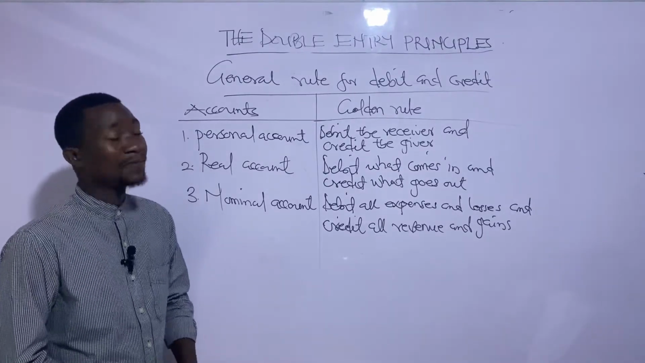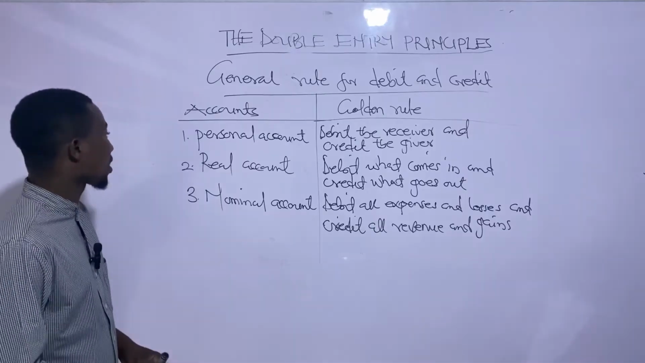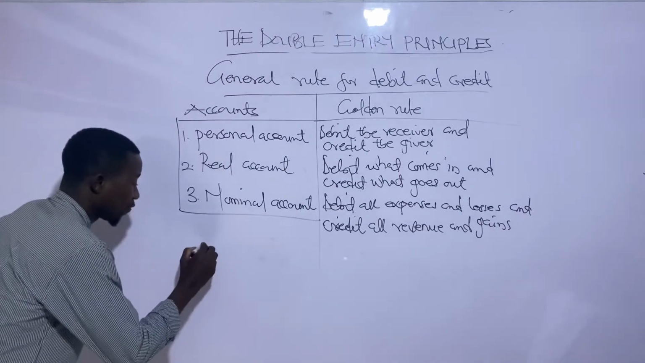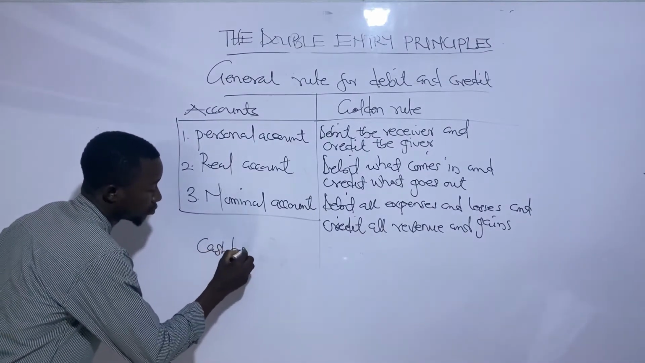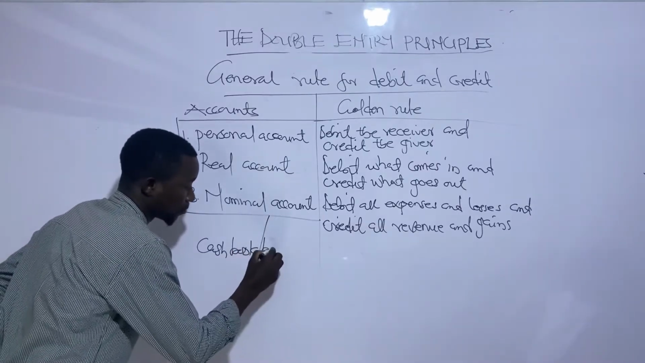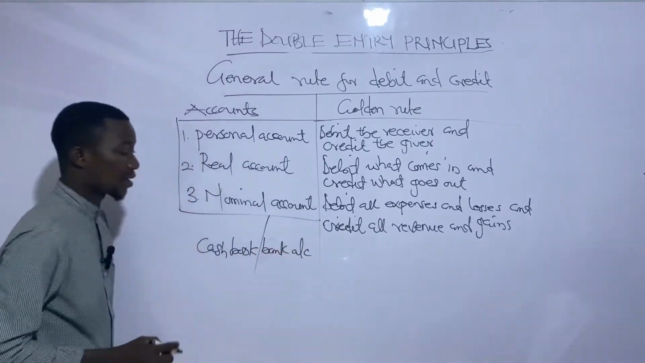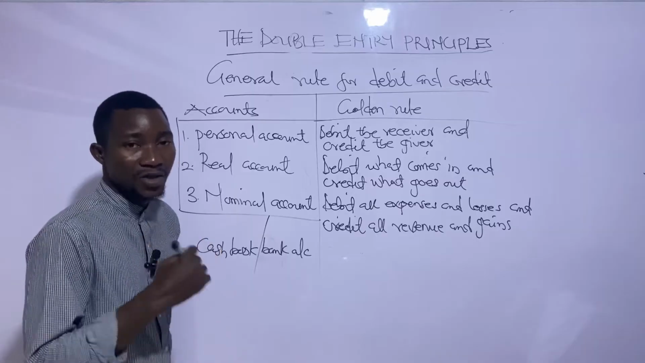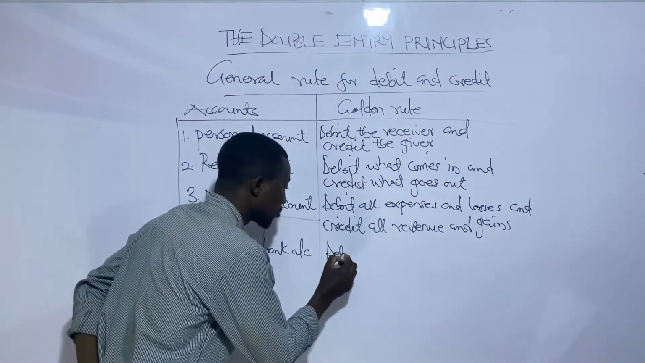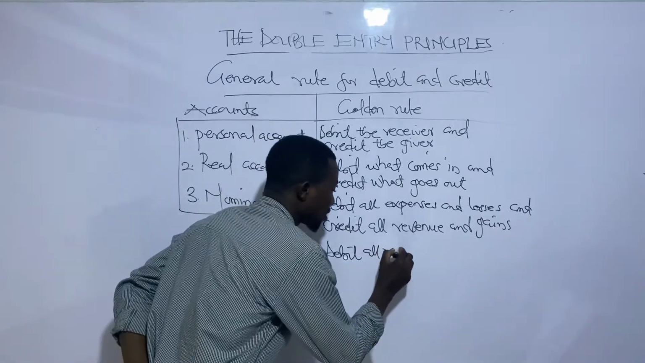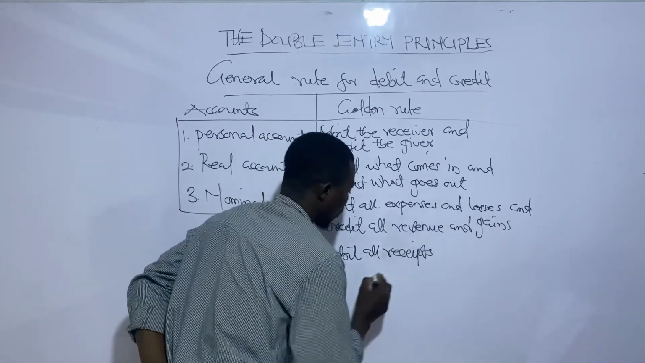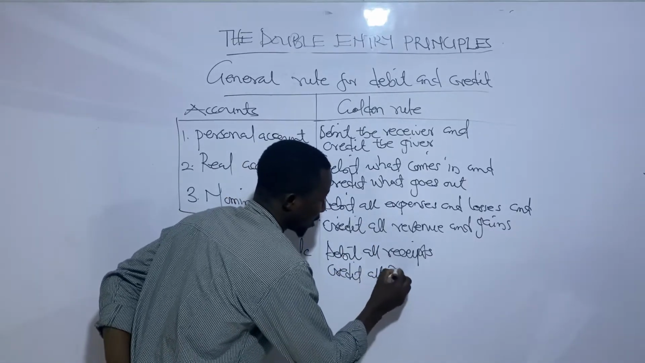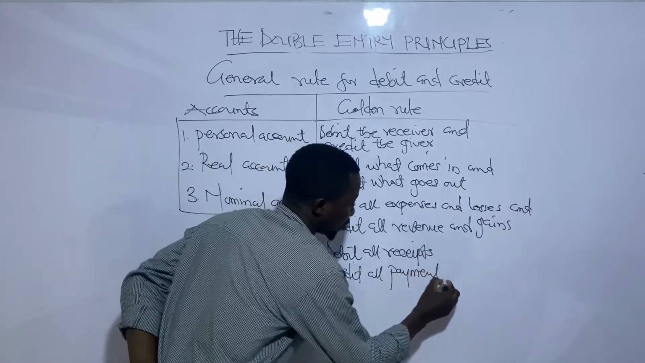So we can also consider the golden rule for cash book. Is that okay? But cash book is not part of the class of accounts, but I just want to add this. So for cash book or bank account, the general rule is that we debit all receipts and credit all payments. So we debit all receipts, then we credit all payments. Very good.